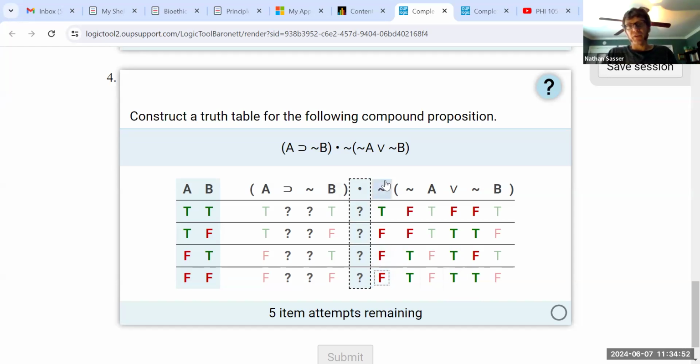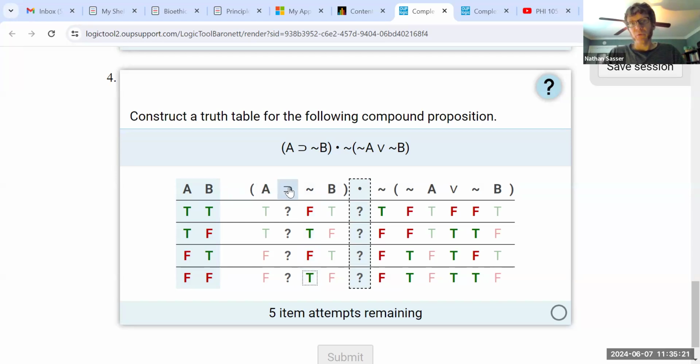I'll pause right there. Let's go over to the other parenthesis. Now, again, which of these should we deal with first? Well, we've got to deal with the negation first. Why? Because the horseshoe, the antecedent is the A, and the consequent is not B. If we don't know the truth value of not B, then we might not be able to figure out the truth value of the horseshoe. So we've got to start with negation. So B is true, tilde is false, true, false, true.